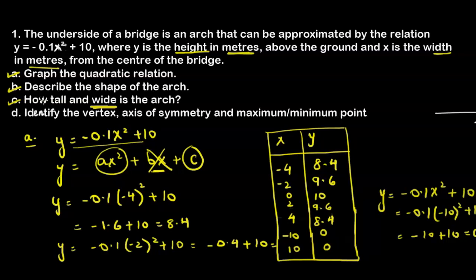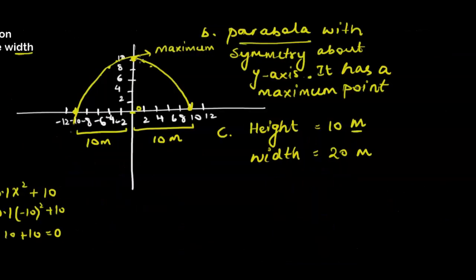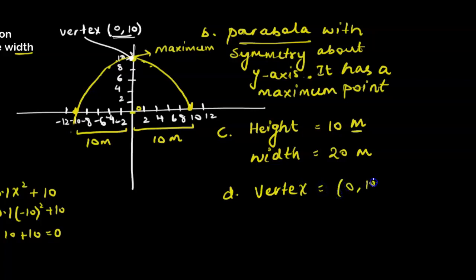Next, we have to identify the vertex, axis of symmetry, and maximum or minimum point of this graph. What we mean is, whenever we see a parabola, there will always be a tip of the graph. That tip point is called the vertex of the graph. Vertex is always described with a point, and a point would always have an x and a y value. The x value of the vertex is 0, and the y value of the vertex is 10. So the vertex is (0, 10). Therefore, part D is, the vertex for this parabola is (0, 10).